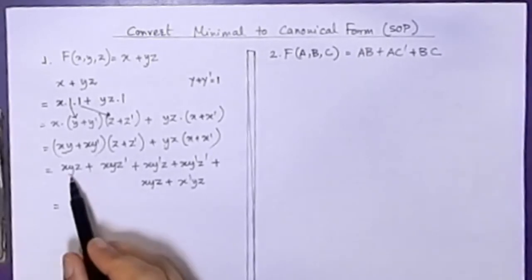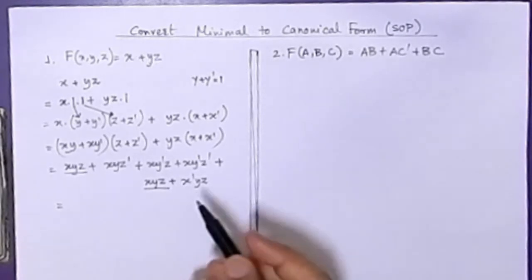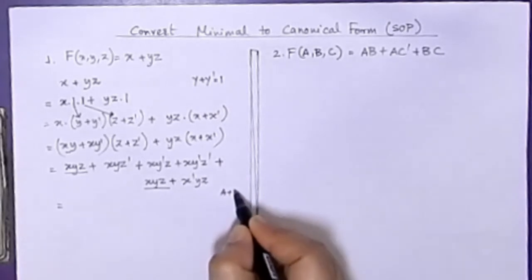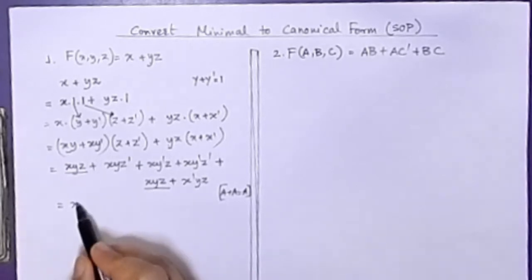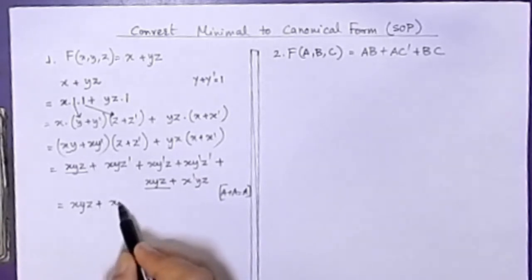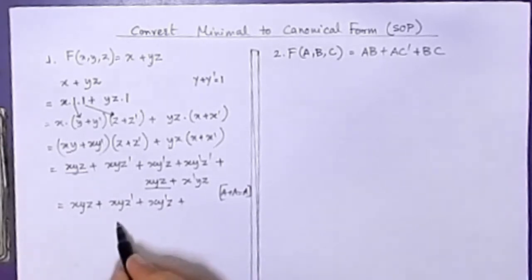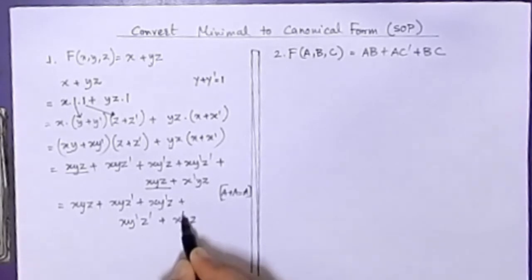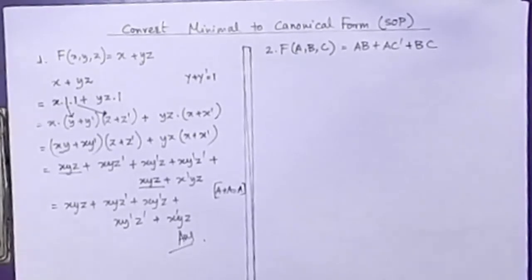Now I'm going to look for some repeated terms, if any. Like see, this term and this term is the same, and we know that according to the idempotent law, a plus a is equal to a. So using this law over here, I will write xyz only once. This term is not repeated anywhere, so I have to write these terms. Nothing else is repeated, so this will come as it is. And this is the answer, that is your required canonical form.